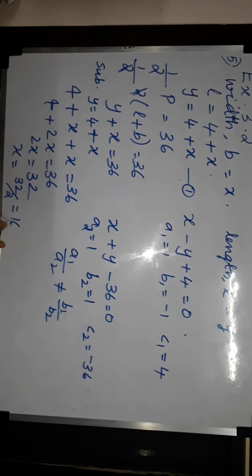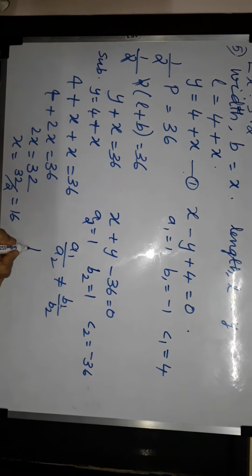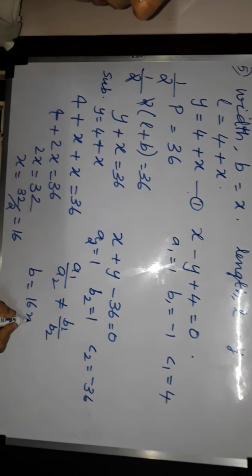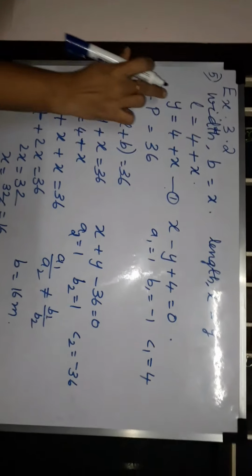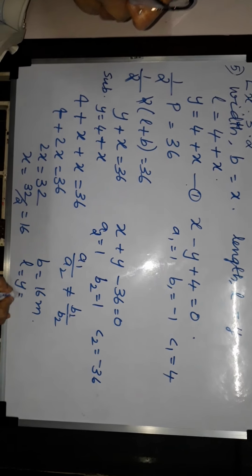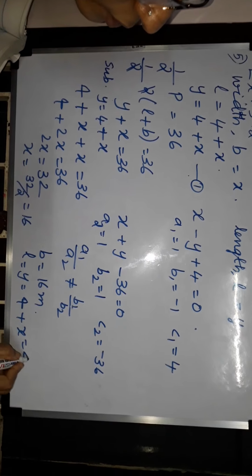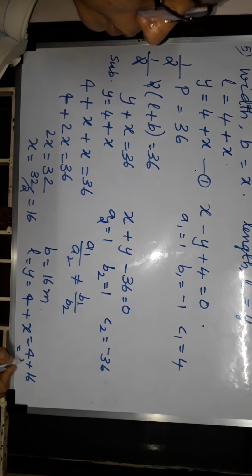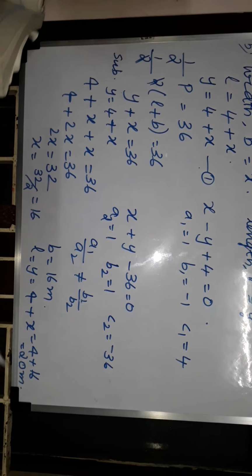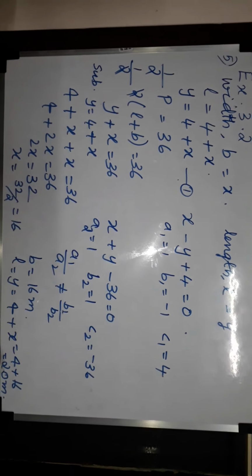So x what we have taken? x is equal to breadth. So breadth what we got? Breadth is equal to 16 meter. Next we can find length. Length is y. So length y is equal to, what is the relation? 4 plus x. So 4 plus 16 is equal to 20 meter. So they asked to find the dimensions of the rectangular garden. Dimensions are length and breadth. Length is 20 meter, breadth is 16 meter.